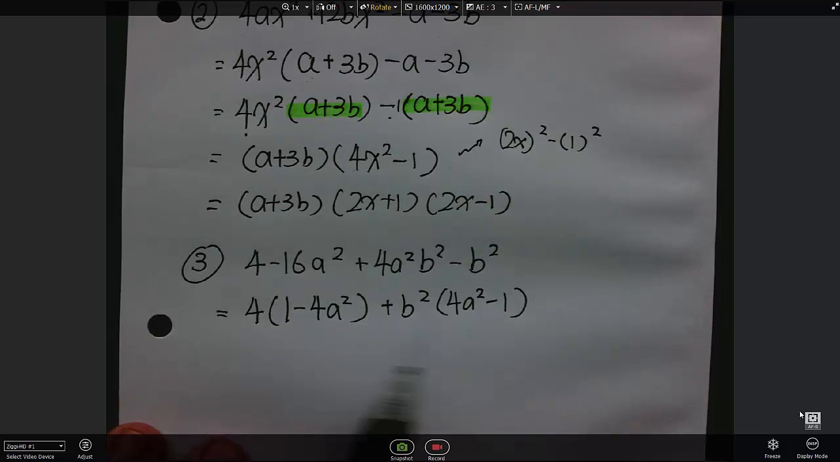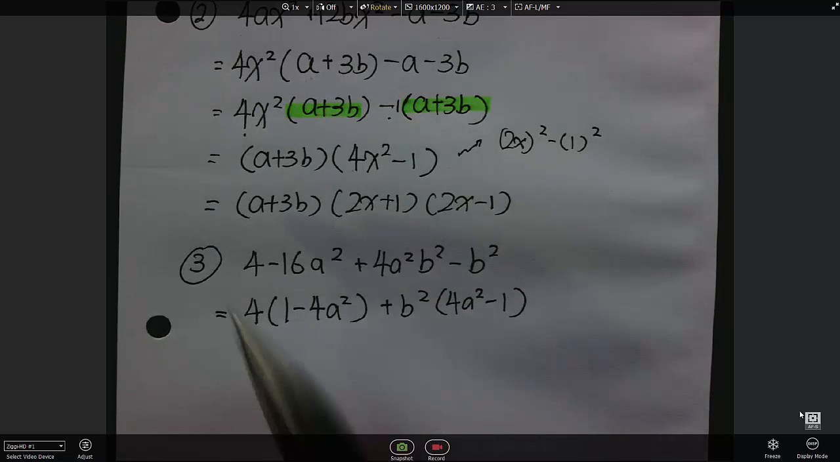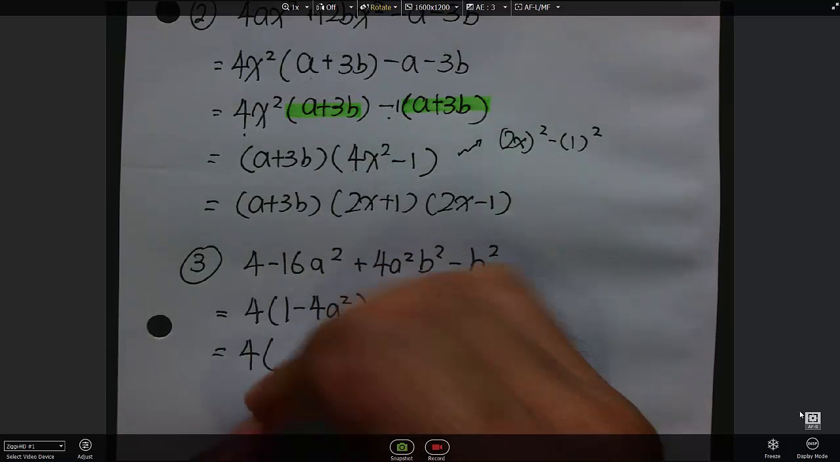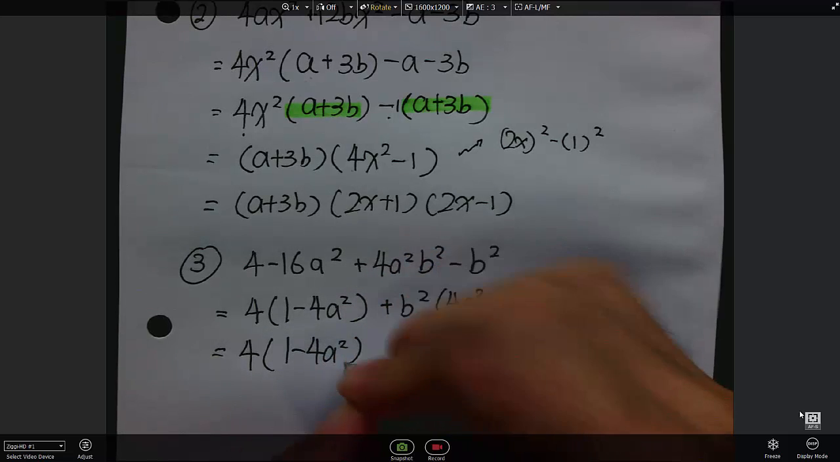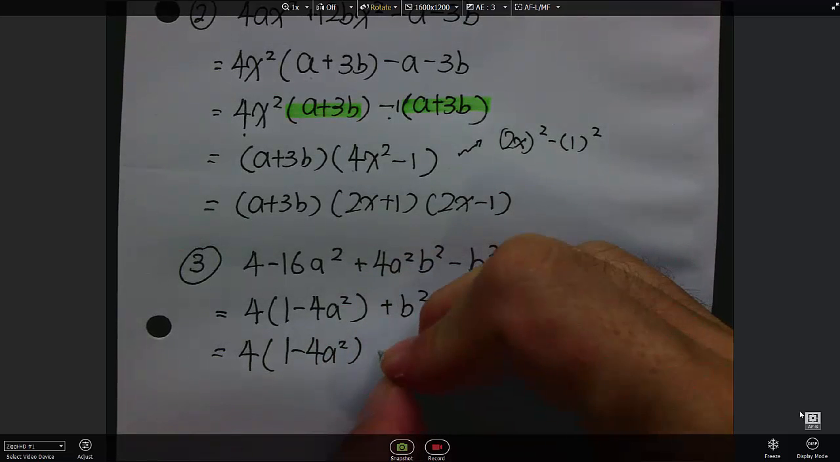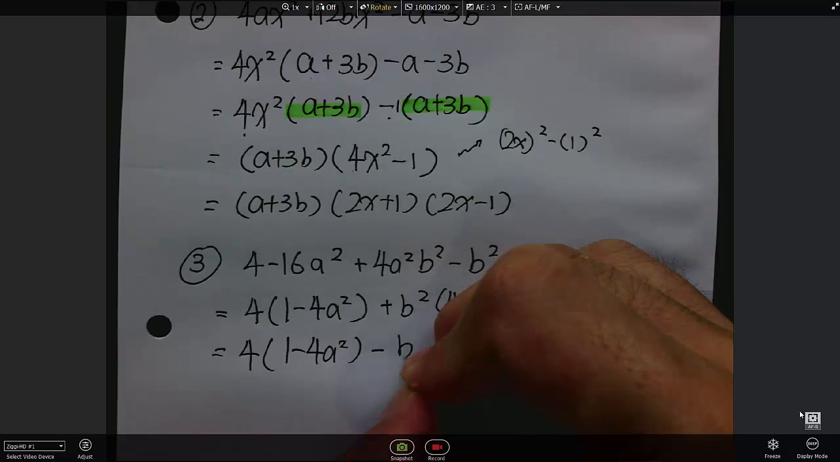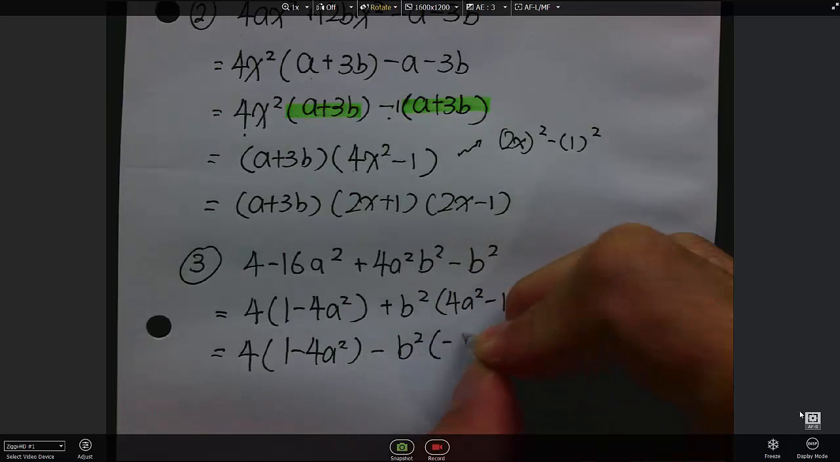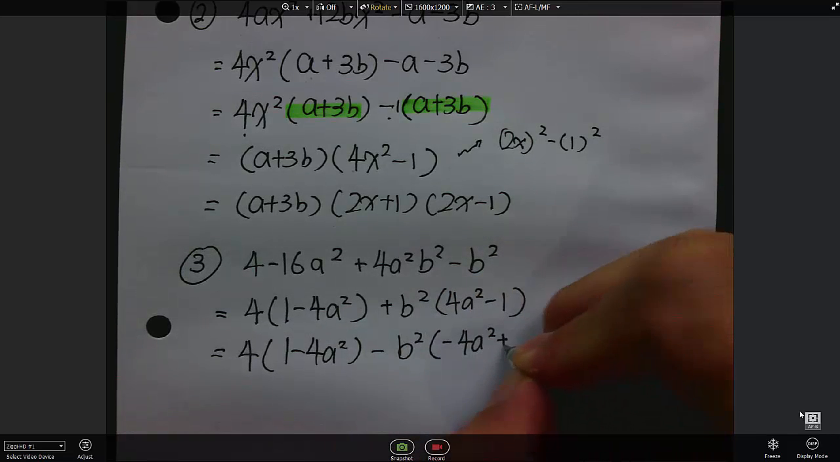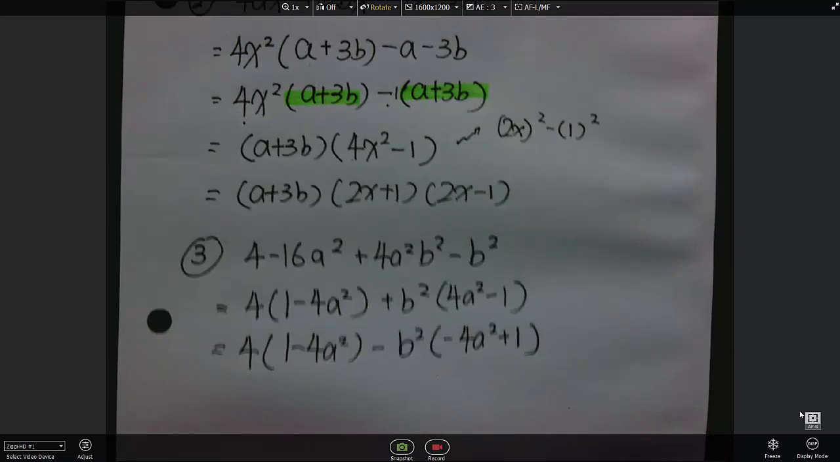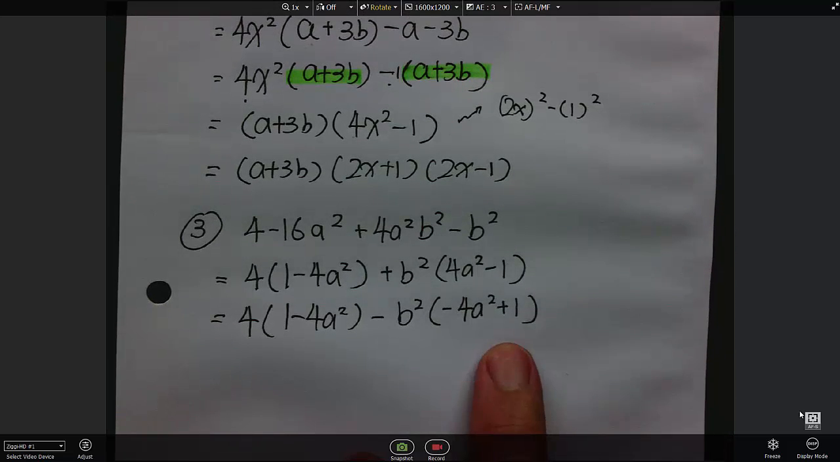1 minus 4a squared, 4a squared minus 1. They are very close to each other, but they are not the same thing, so I cannot just highlight and factorize them. So what I can do is modify this term. I can factorize negative 1 from here. If I factorize negative 1, I write negative b squared times negative 4a squared plus 1. You may ask me, Mr. Sim, why are you doing this kind of thing?